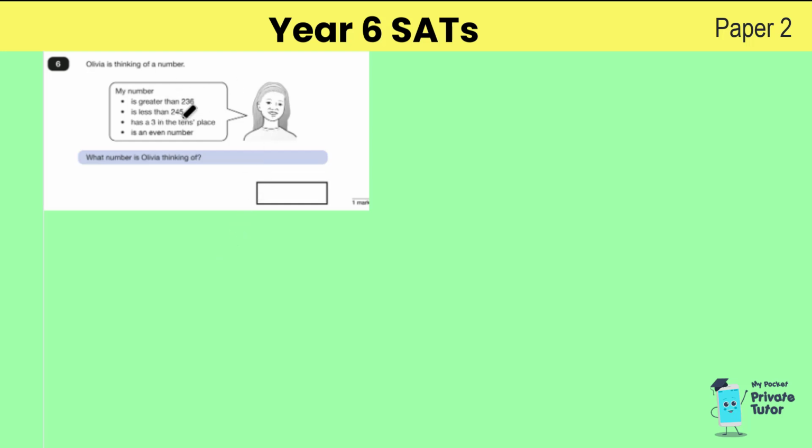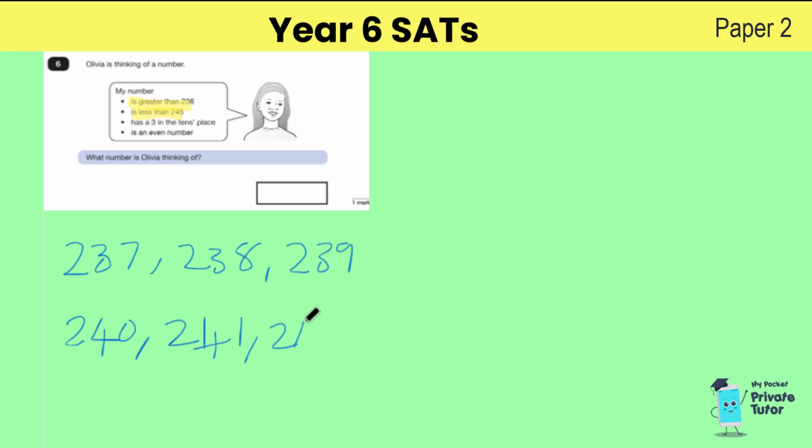here is start with her clues. Now the first 2 clues give us a range of numbers, so it's greater than 236 and less than 245. So that means that it could be 237, 238, 239, 240, 241, 242, 243, 244. Now, you didn't have to write all those numbers down.